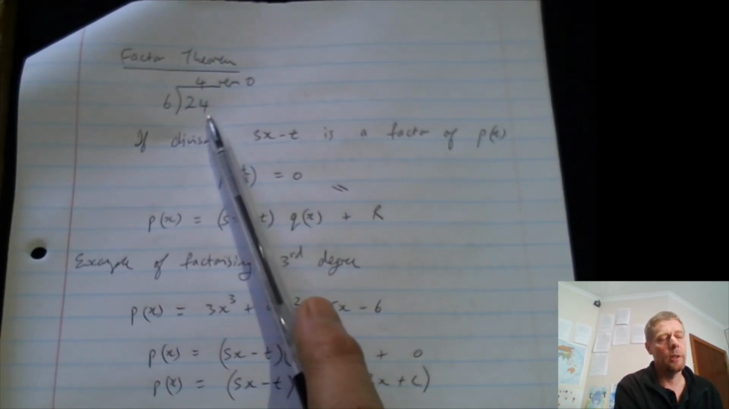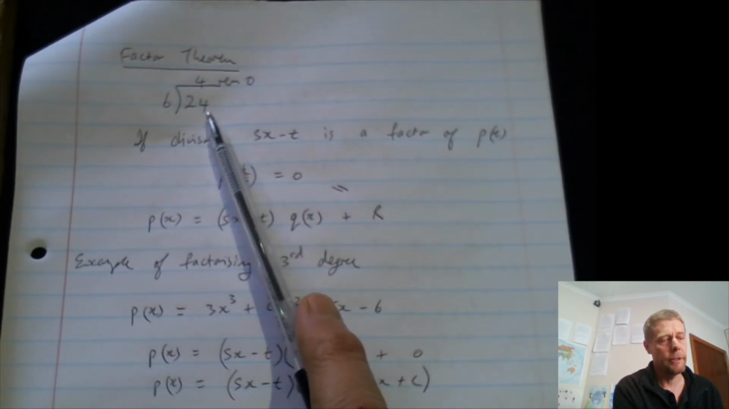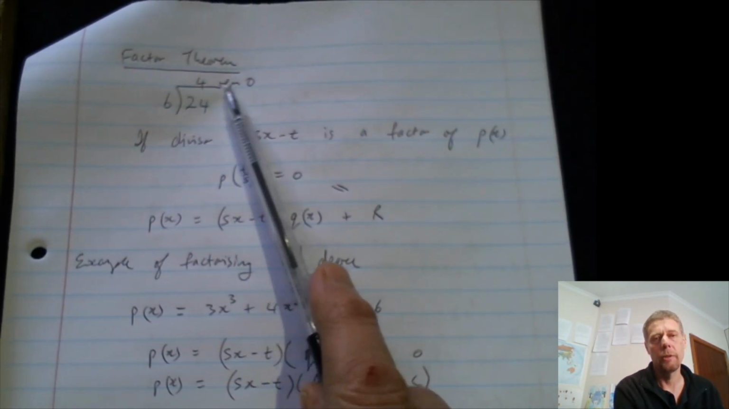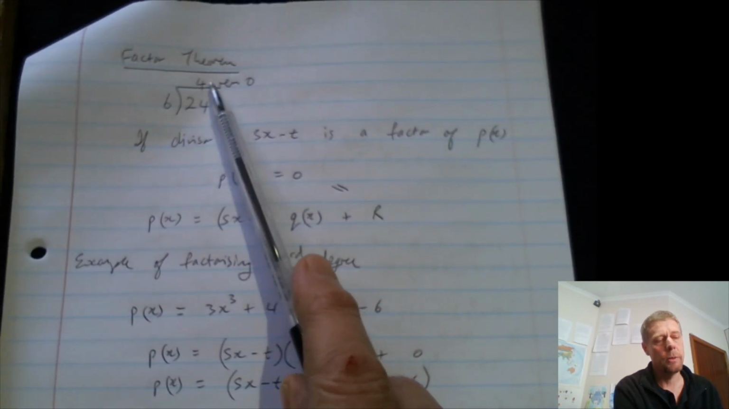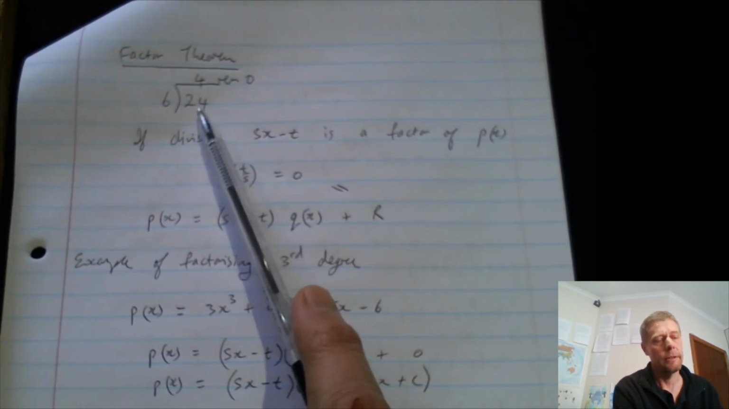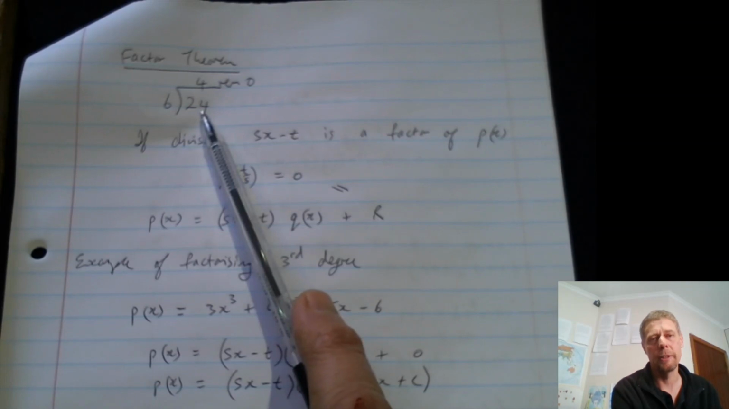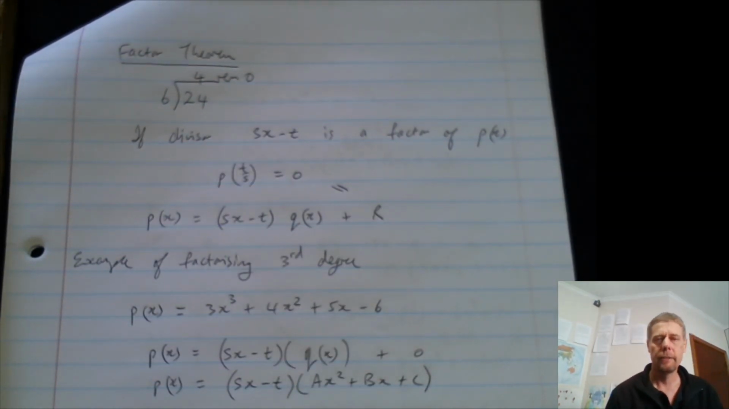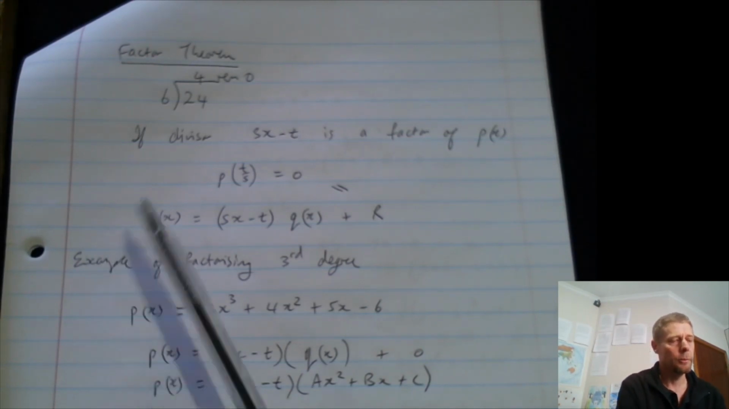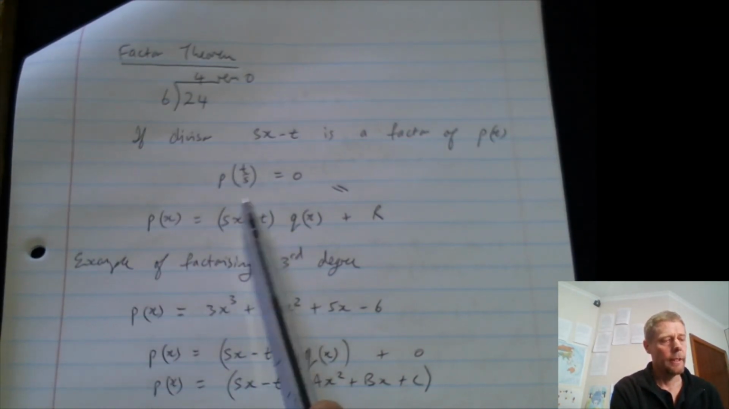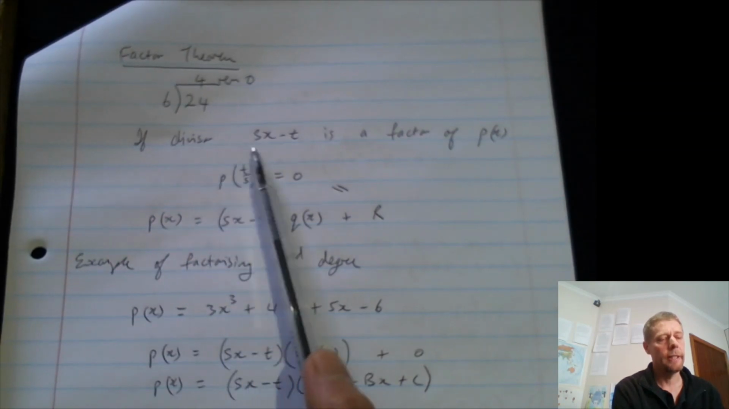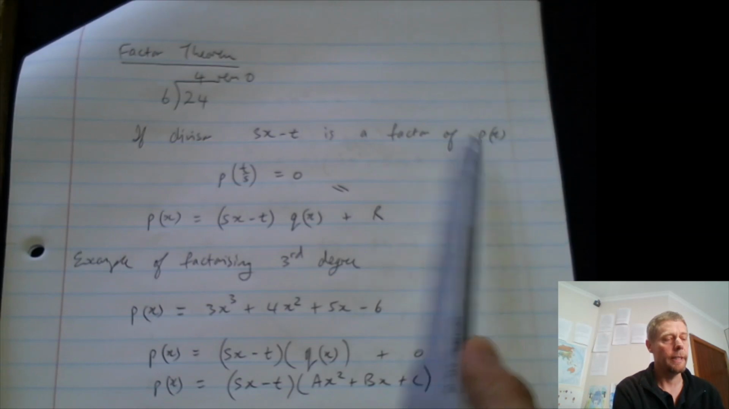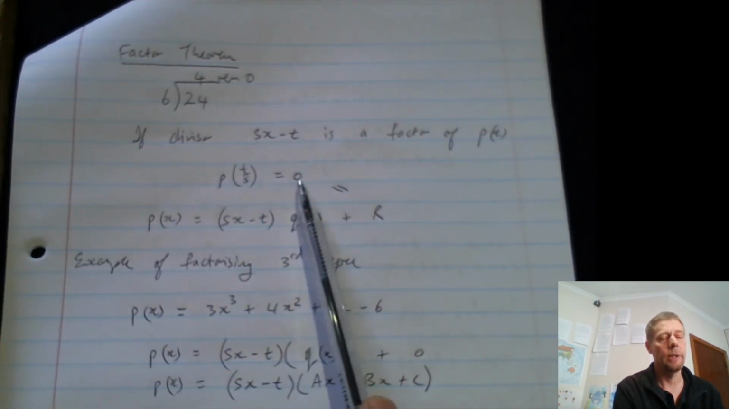Now in our example of just normal division, if I say 24 divided by 6, I get 4, remainder 0. We all know that 6 is a factor of 24. It's a number that divides completely into 24. And this applies to more complex polynomials as well. So the rule says that if a divisor, sx minus t, is a factor of p of x, then p of t over s equals 0.